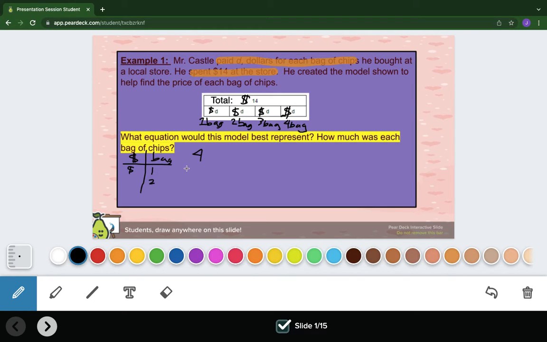And then in order to find the bags, right, what's faster than adding? It would be multiplying. So here I'll be multiplying my 4 by the amount each one is costing me, but I don't know how much it costs, but they did tell me to use D dollars for each bag. So I'm going to use the letter D. 4 times D, and I know in total what I had spent was my 14, or Mr. Castle, his $14.